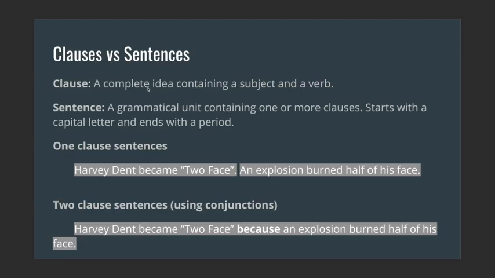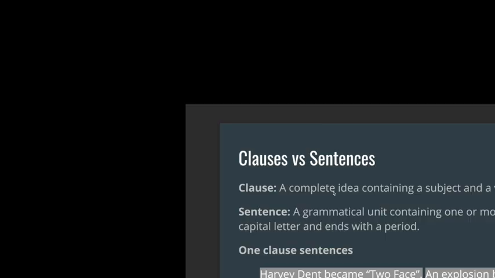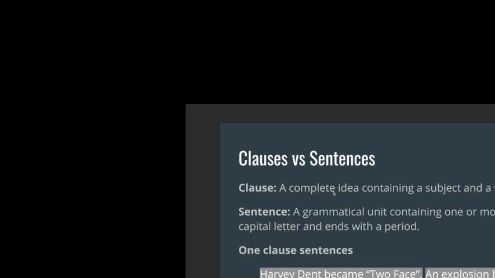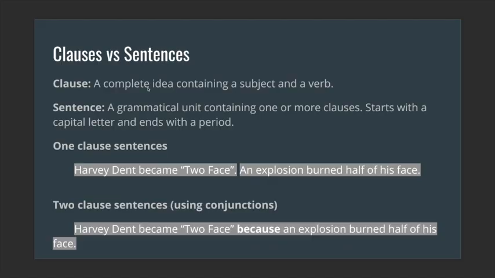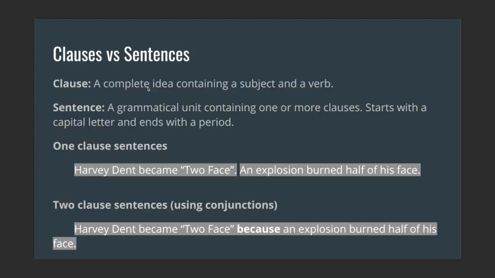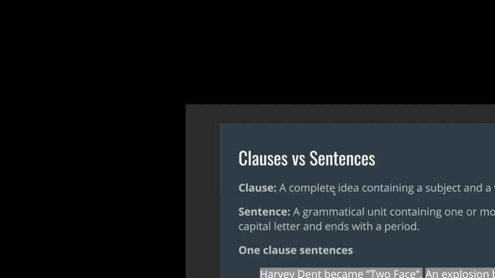The second clause, we can see that it doesn't start with a capital letter. That means it's not the start of the sentence. We are mid-sentence. And it says, an explosion burned half of his face, period. As you can see, we have the period here. So that means the whole sentence starts from Harvey Dent and ends in half of his face. And we have two ideas, two subjects, and two verbs that are put together using the conjunction because.